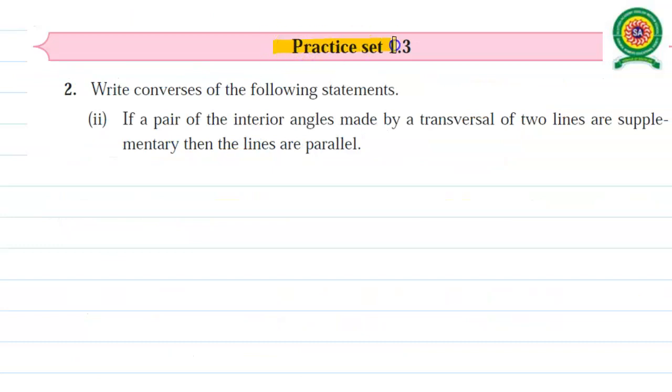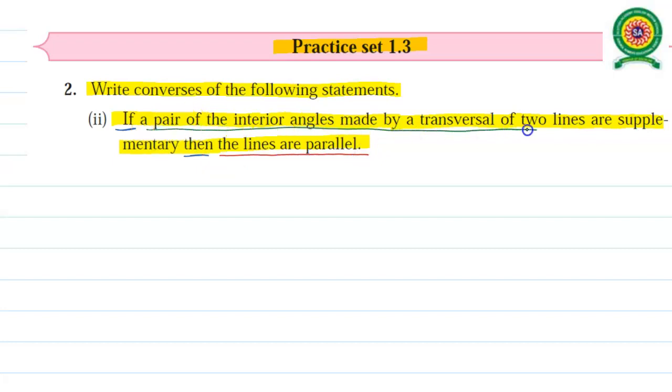Look at question number 2, sub-question 2. Write the converse of the following statement. If a pair of interior angles made by the transversal of two lines are supplementary, then the lines are parallel. Look at the given statement, it is already a conditional statement, since there is an if-then. Now what shall we do for writing its converse? Whatever statement we have after then and after if, we have to interchange them.